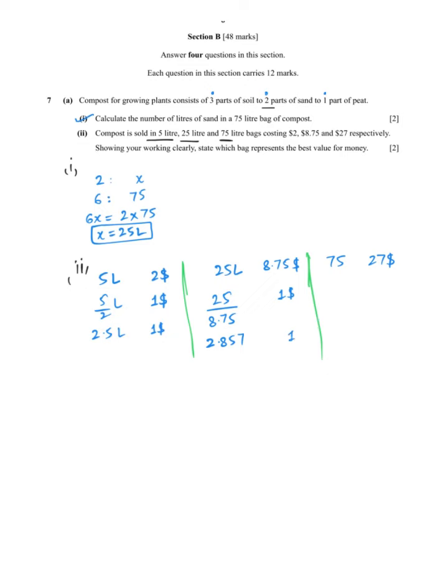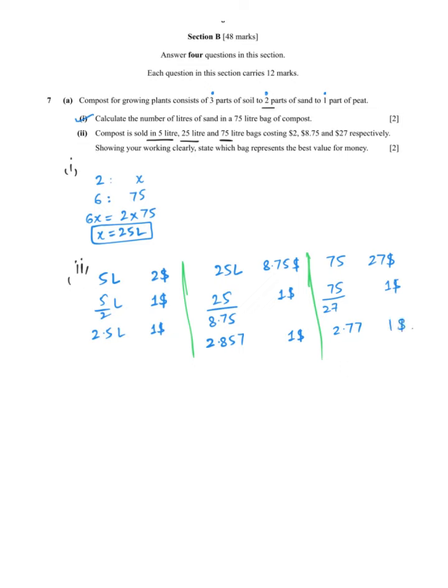2.857. That is the amount you are getting in $1. For the last one, it's $27 for 75. So for $1, you will get 75 divided by 27, and it equals 2.77 you are getting for $1.